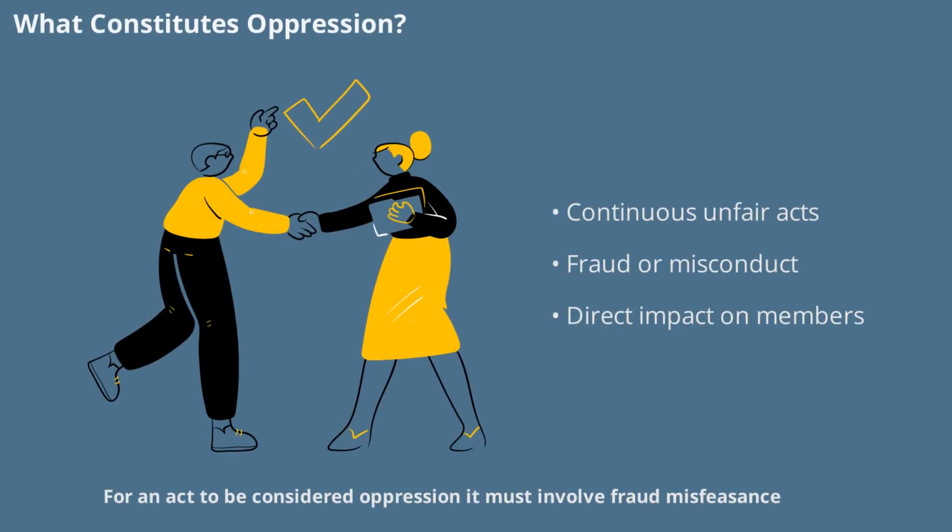For an act to be considered oppression, it must involve fraud, misfeasance, or misconduct by those managing the company. The oppression must be continuous, not just a single event, and must directly impact the member's rights as a shareholder. Disputes over salaries or failure to declare dividends, for example, are not considered oppression unless they are part of a larger pattern of unfair treatment.